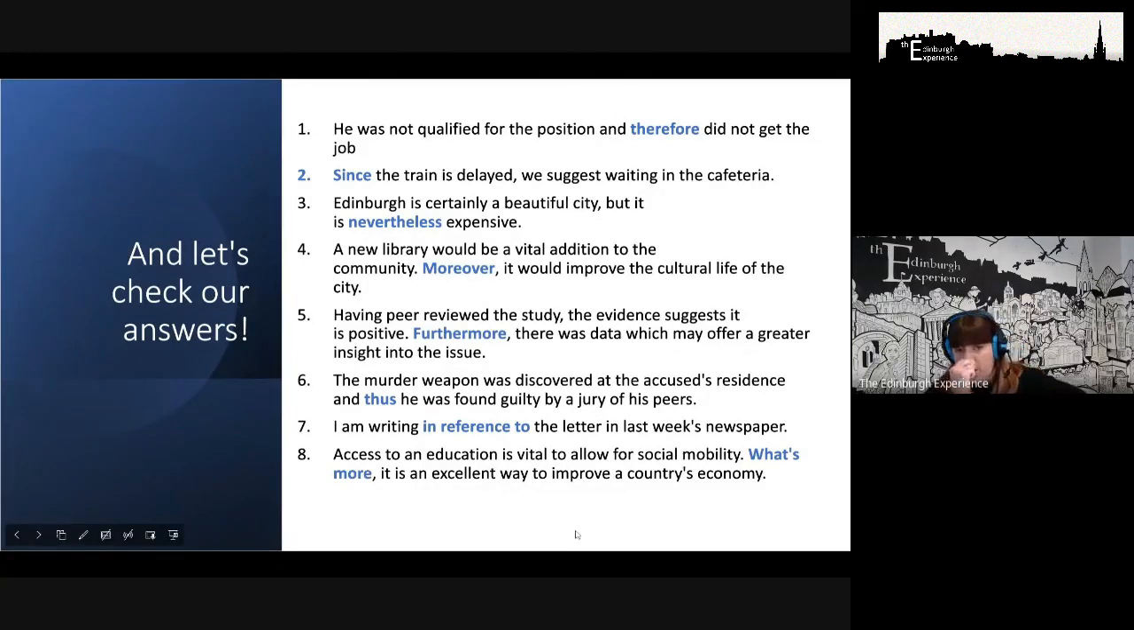4, a new library would be a vital addition to the community. Moreover, it would improve the cultural life of the city. Of course, here we could also use what's more. We could technically use furthermore, although the tone isn't the best one for furthermore.